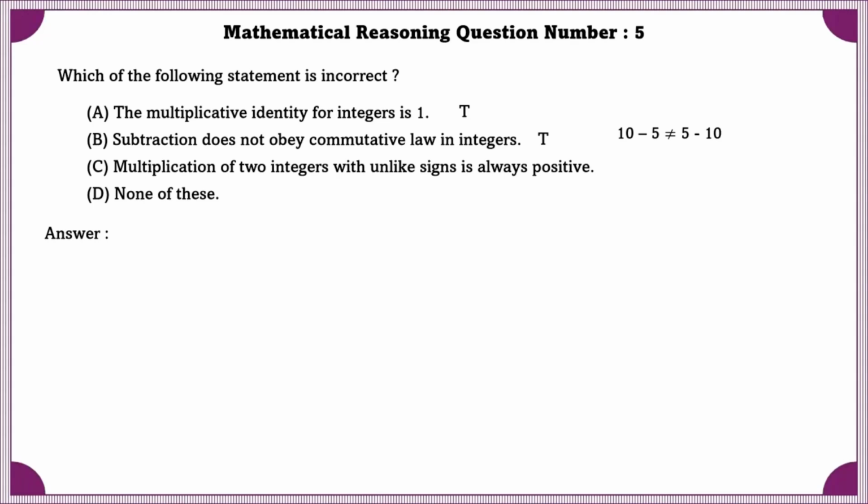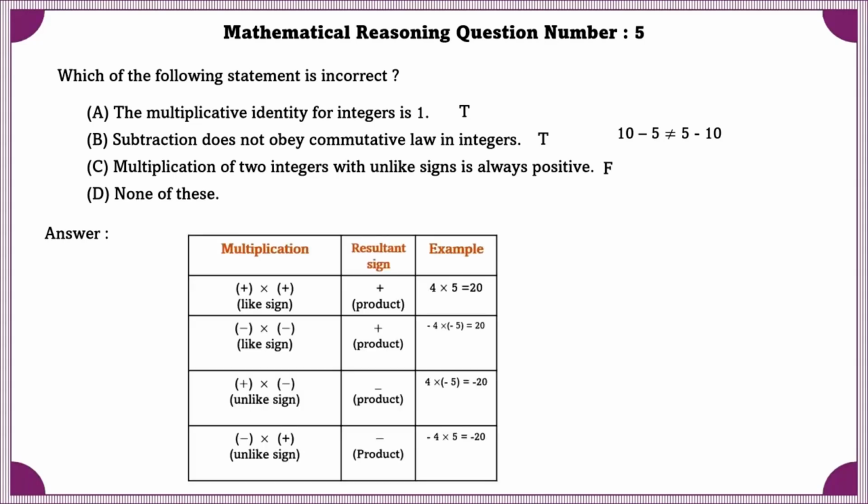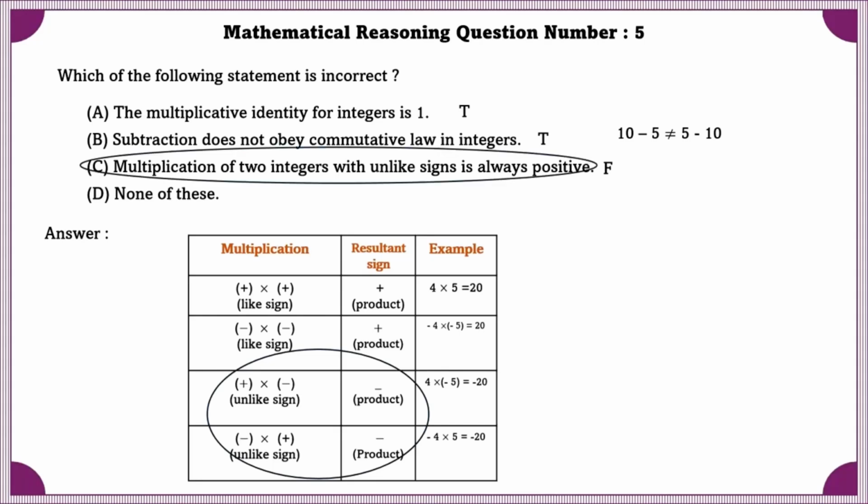C. Multiplication of two integers with unlike signs is always positive. False. Here is the rule for the multiplication. As we can see here, unlike signs give product with minus sign, not a positive sign. So this statement is false. So the incorrect statement is the C option.